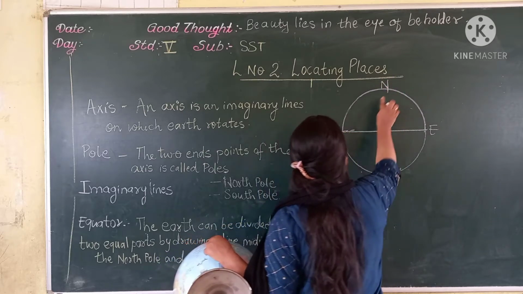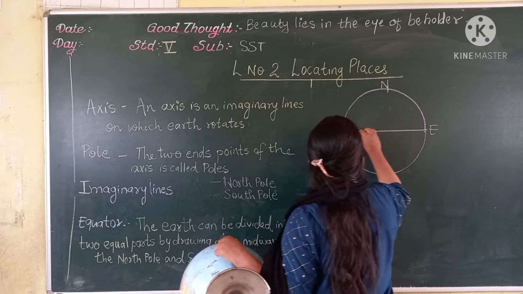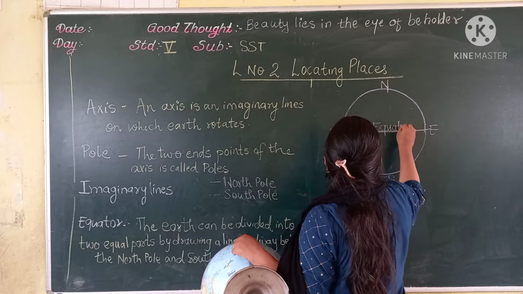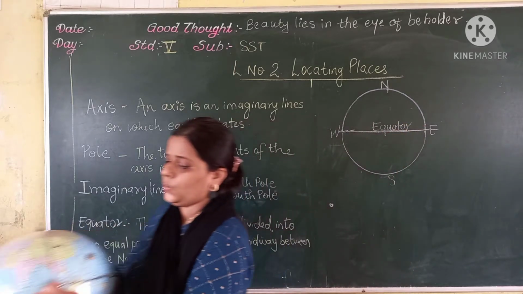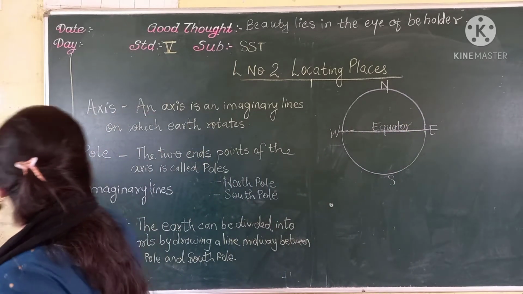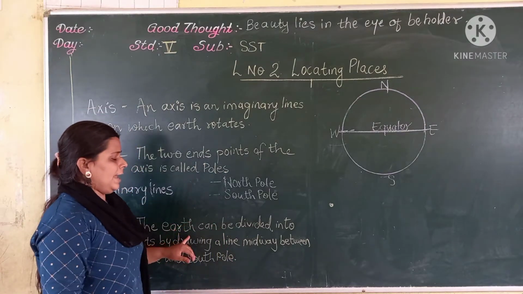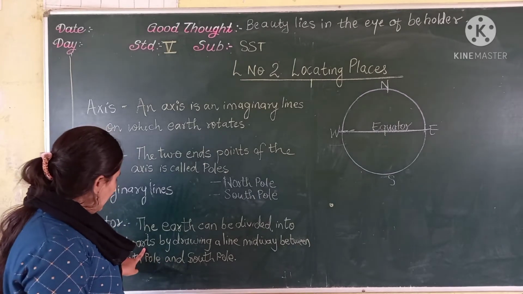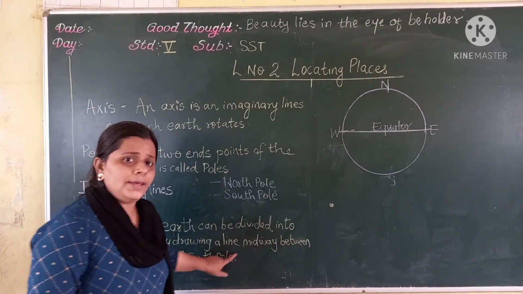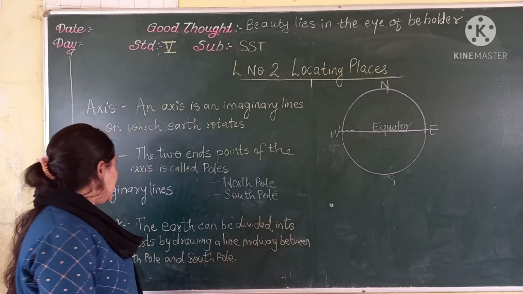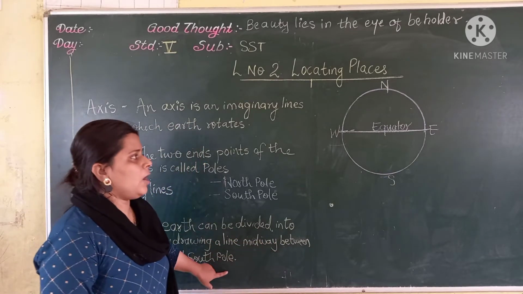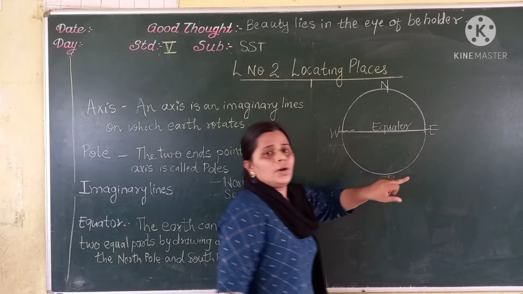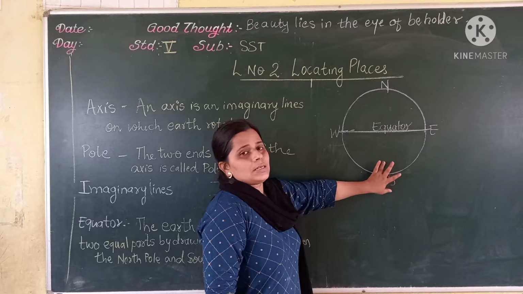So the line which is drawn between the north and south, that is known as equator. Okay, understood about equator? What is equator? The earth can be divided into 2 equal parts by drawing a line midway between the north pole and the south pole. Okay, you can see here this line is drawn in the midway between the north and south pole.